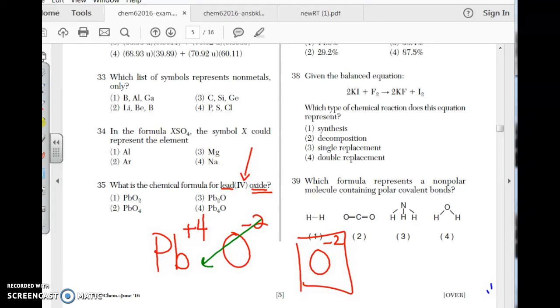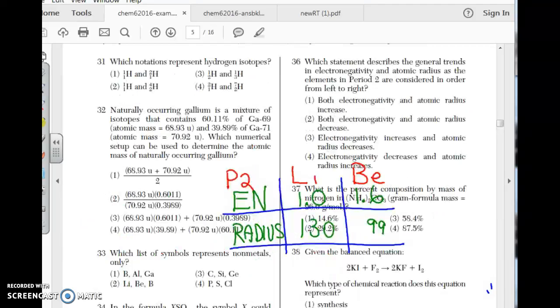We bring the 2 down here. We bring the 4 down there. We have Pb2O4, which we then reduce to Pb1O2, choice number 1. Number 36, which statement describes the general trends in electronegativity and radius as the elements in period 2 are considered in order from left to right?